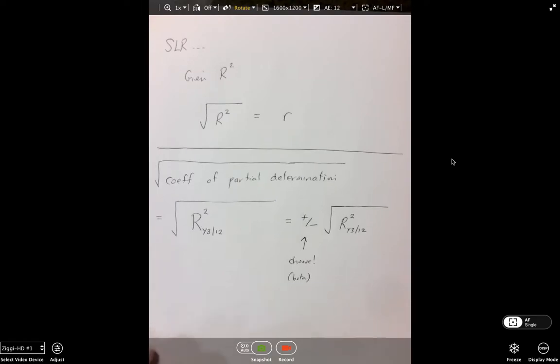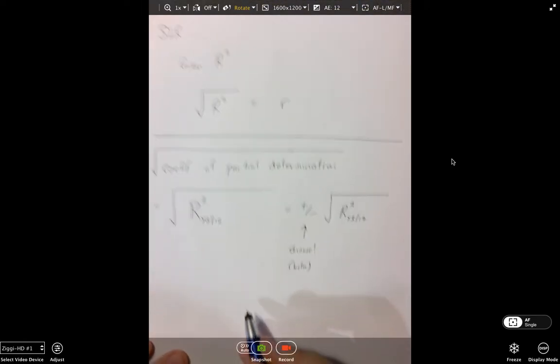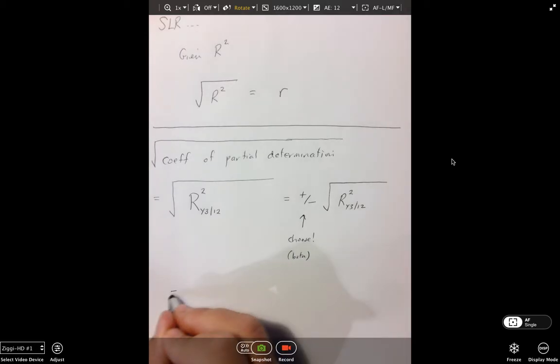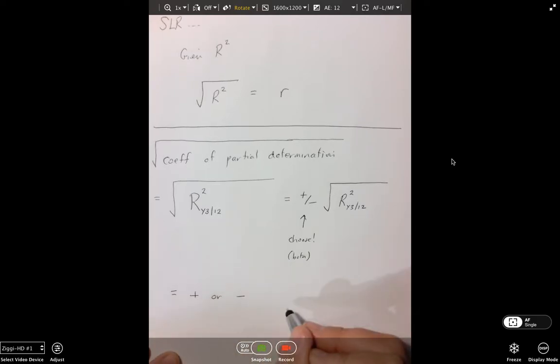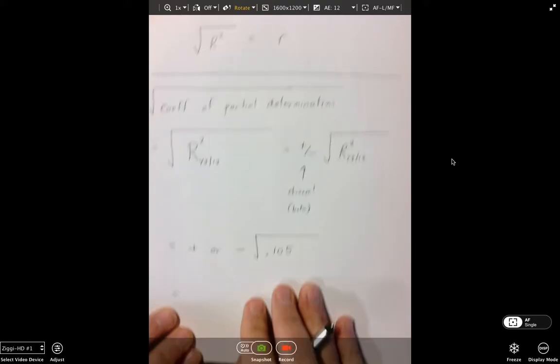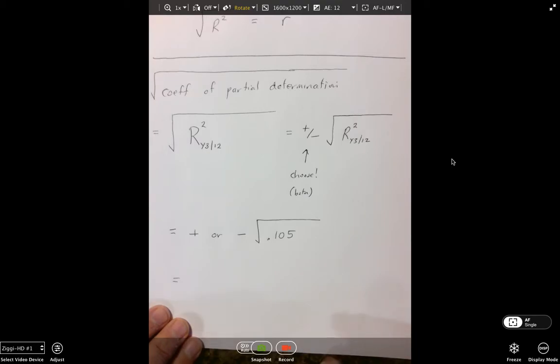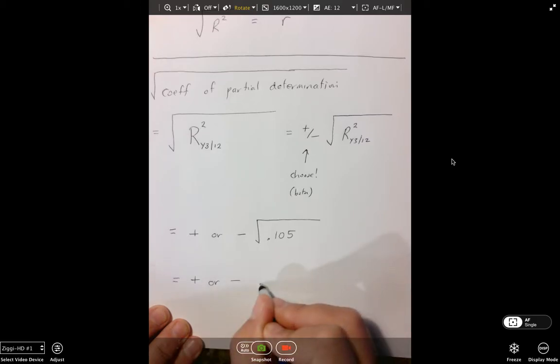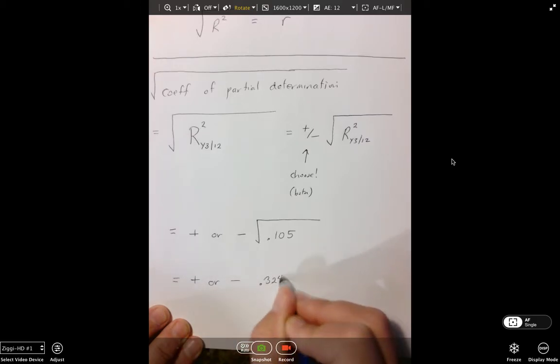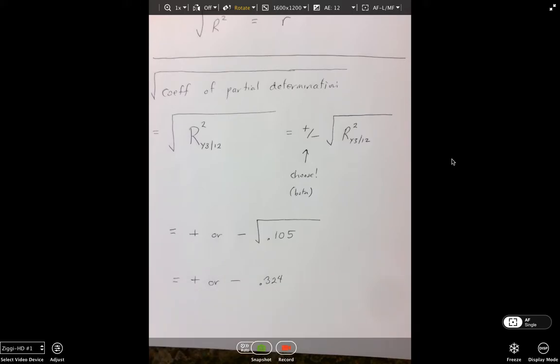So gang, in our situation, let me get my calculator. We're going to have plus or minus the square root of 0.105. So this is going to be plus or minus 0.324. Now, how do we determine plus or minus?